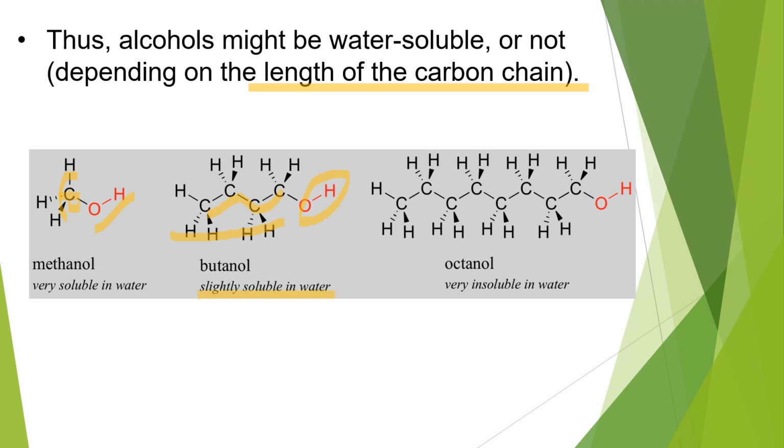Similarly, if you look at the structure of octanol, octanol has a very long hydrocarbon chain with only a small hydrophilic or polar group present in it. Hence, it is insoluble in water. Therefore, we can say alcohol solubility depends on the length of the carbon chain. So, the longer the carbon chain, the less soluble it is in water.